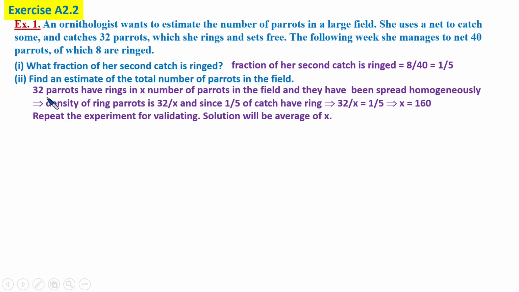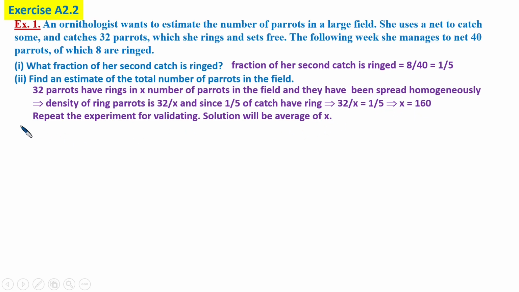So this is easy. These 32 parrots were ringed by her, and assume that there are X number of parrots in the field and they have been spread homogeneously. So your density is homogeneous. The density of the ringed parrots is 32 by X, because 32 ringed parrots were set free among the X, and since 1 by 5 of the catch have rings, I can equate 32 by X is equal to 1 by 5, because both are density. Then I rearrange it: the 5 goes from the denominator to the numerator. So 32 into 5 will be your X, so X is equal to 160.